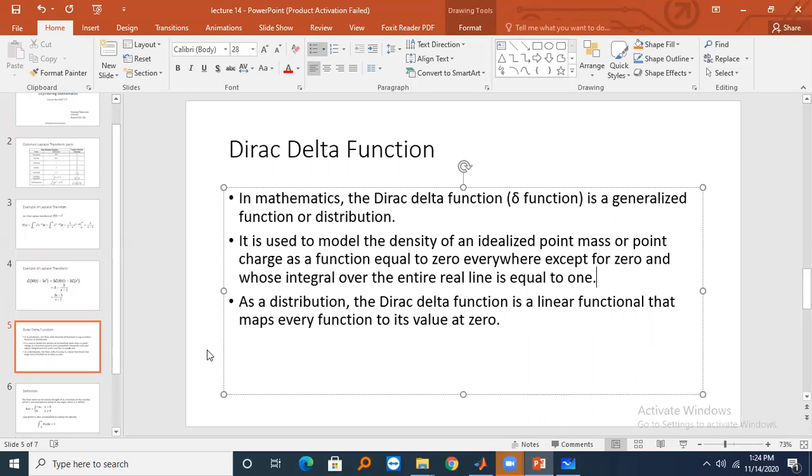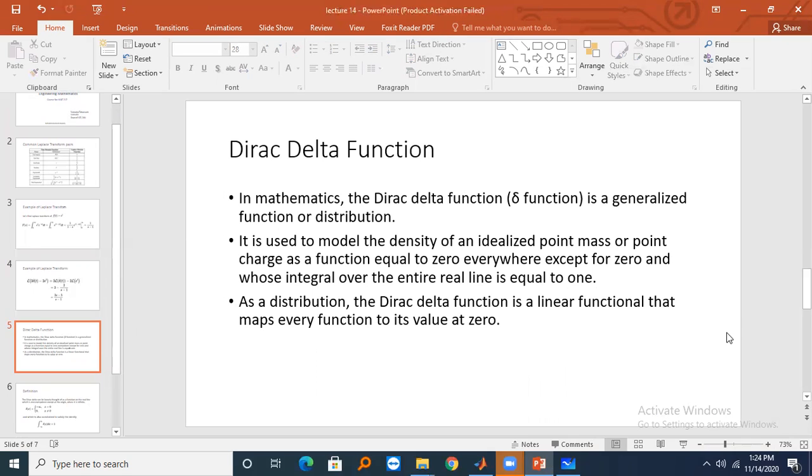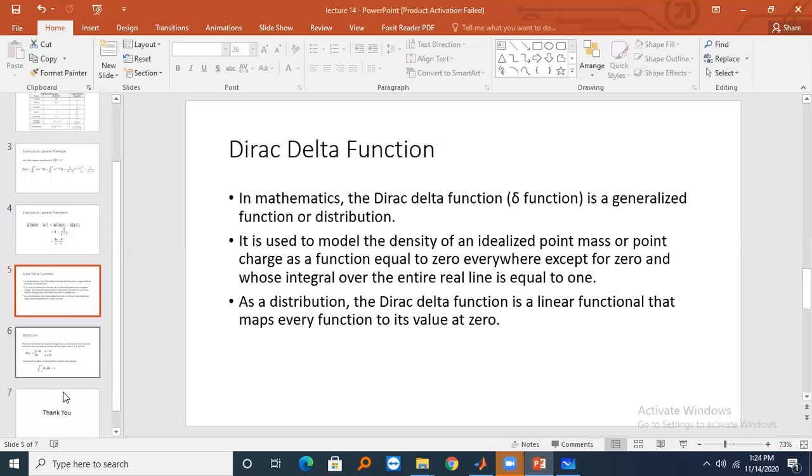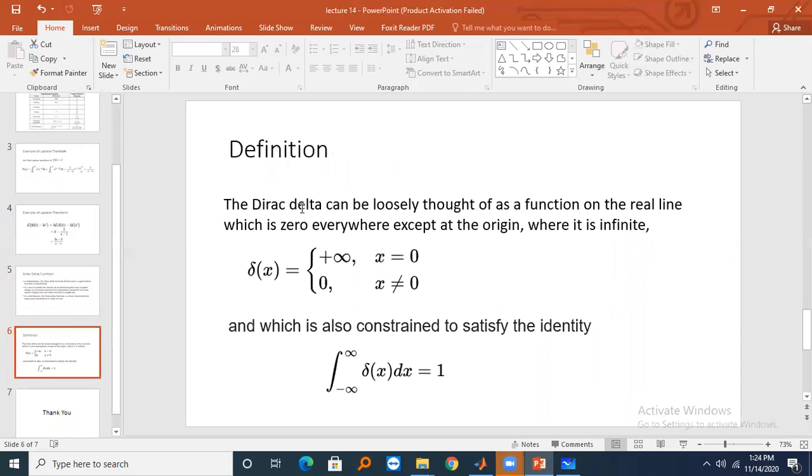Okay, as a distribution, the Dirac delta function is a linear functional that maps every function to its value at 0. So the Dirac delta function can be loosely thought of as a function on the real line which is 0 everywhere except at the origin where it is infinite. Delta of x equals plus infinity when x equals 0, and delta of x equals 0 when x is not equal to 0, and which is also constrained to satisfy the identity that the integral of delta of x dx equals 1.